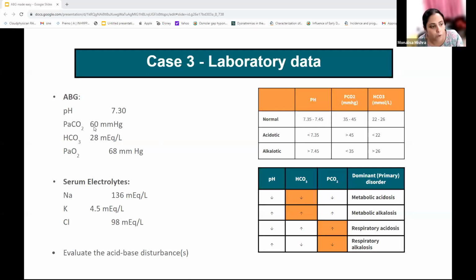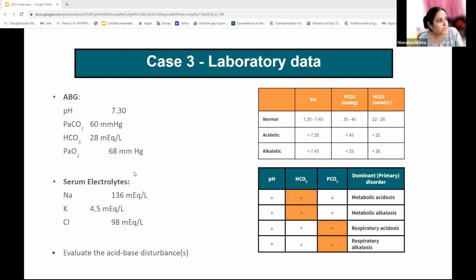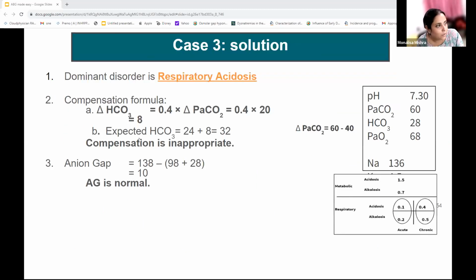Normal CO2, we take 40. So 40 minus 60 will be 20. So 0.4 into 20 is 8, and if you see what the bicarb is here, 28. So the compensation is inappropriate, or it is not complete, right? This is how you calculate the primary disorder and then the compensation formula, to see if the compensation is adequate or not.